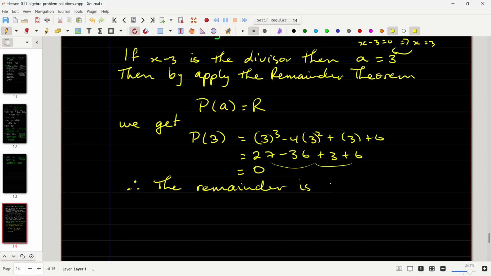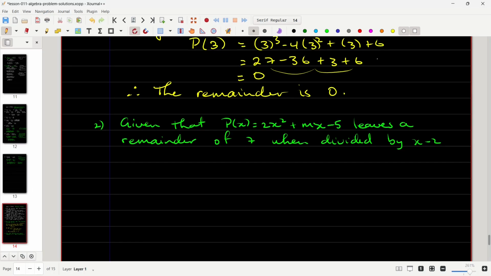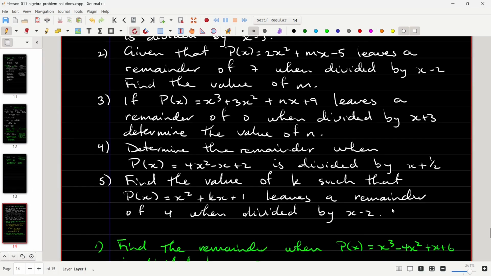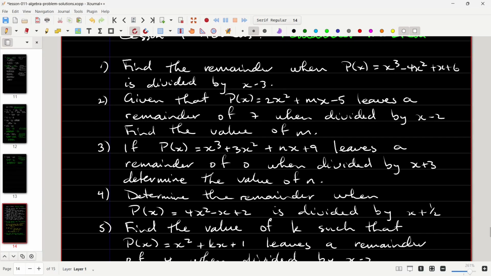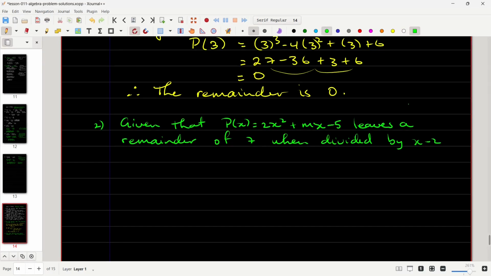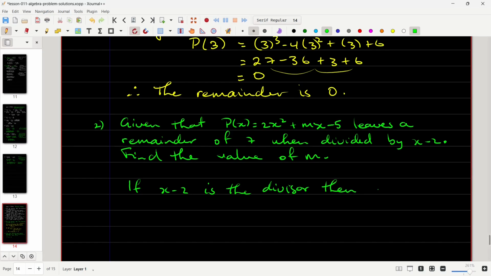is 0. Given that that leaves a remainder of 7 when divided by this, find the value of m. Okay, so I need to find, and then just copy the whole thing. So find the value of m. All right, so that means I'm going to say if x minus 2 is the divisor, then a would be equal to 2.